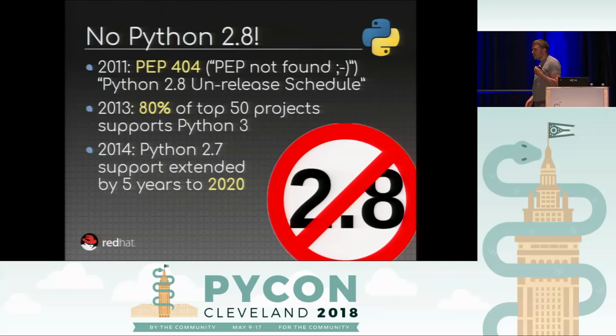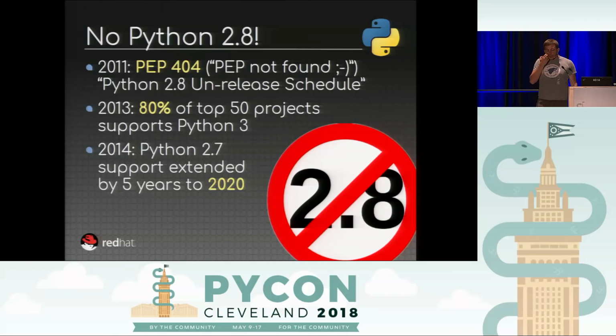And to calm down the trolls, what we did was to make it very, very explicit that Python 2.8 is not going to happen. So in 2011, we wrote a PEP called the Python 2.8 Un-release Schedule. It's PEP number 404, the PEP not found. And in fact, it's not 2% of projects which were compatible with Python 3. It was closer to 80% if you only look at the top 50 projects on PyPI.